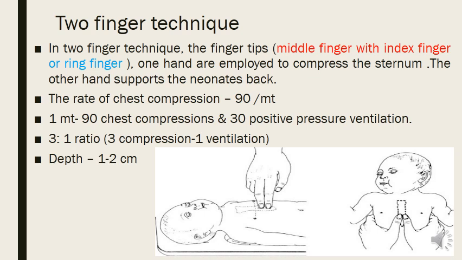The 3:1 ratio is very important. For 3 compressions we give 1 ventilation, and the depth of the compression is 1 to 2 centimeters. These are very important in neonatal resuscitation. The rate is 90 compressions per minute and 30 ventilations, in a ratio of 3 chest compressions to 1 ventilation, at a depth of 1 to 2 centimeters.